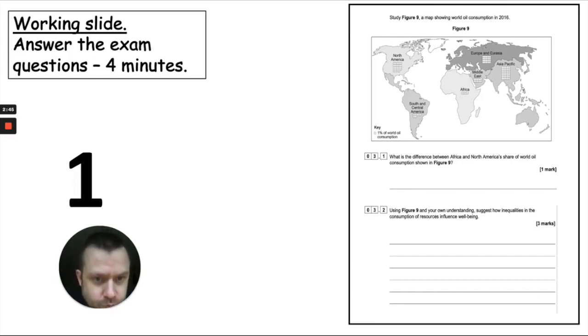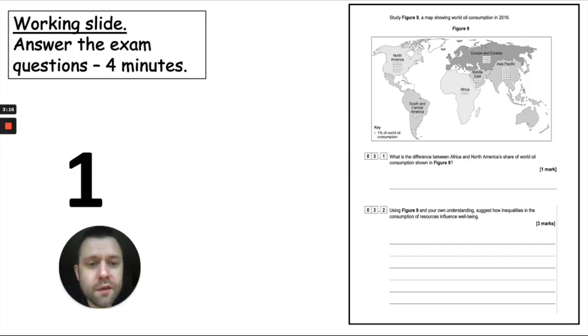So it says, study figure 9, a map showing world oil consumption in 2016. Now think about it. Rich countries are going to use more oil. That means they've got more cars, so it's easy to travel. They've got more industry, maybe potentially even selling some of that oil to other countries as well. That means that they're going to be very wealthy. And wealthier countries tend to have, okay, higher standards of living and higher qualities of life.